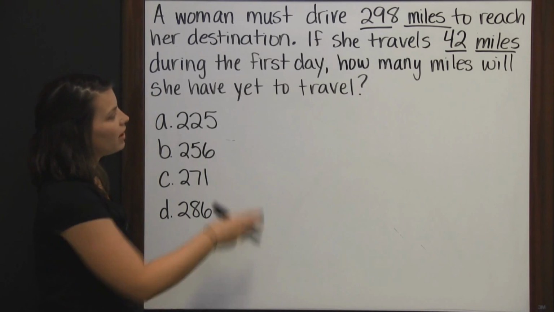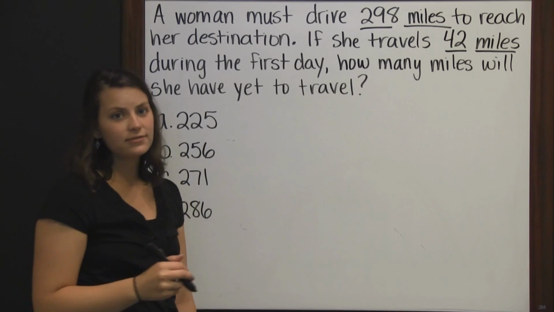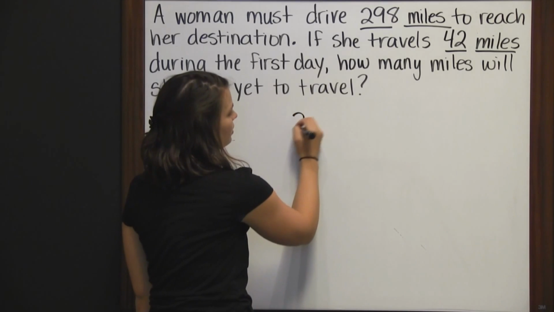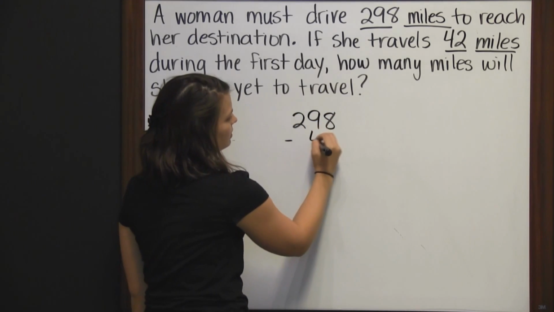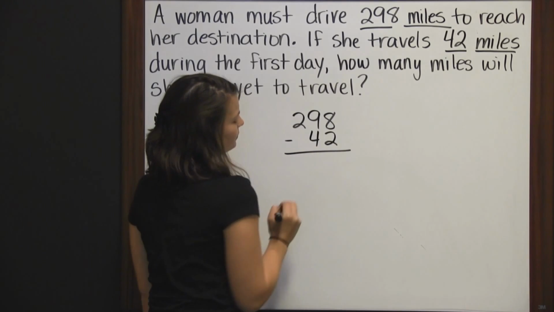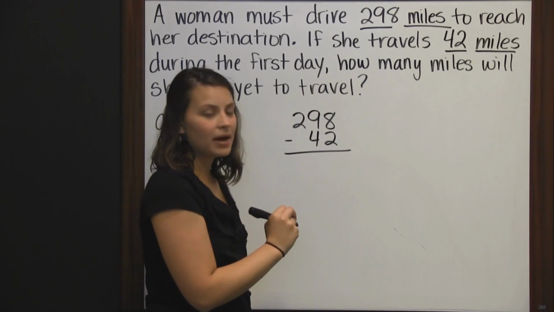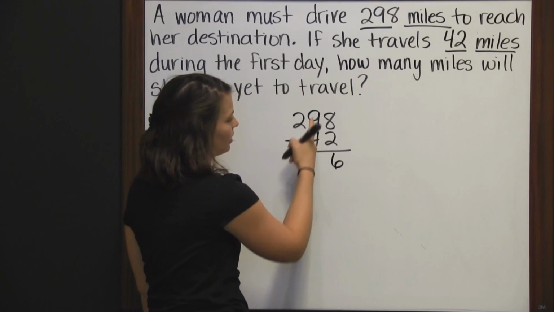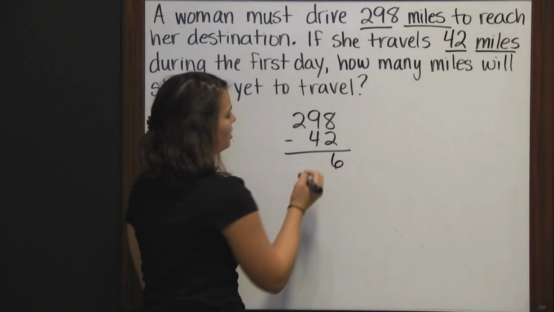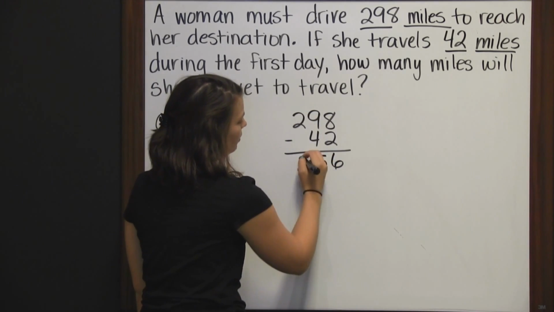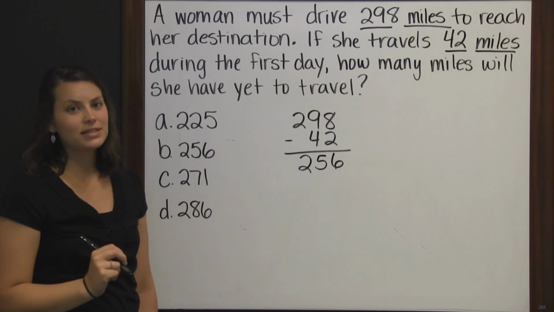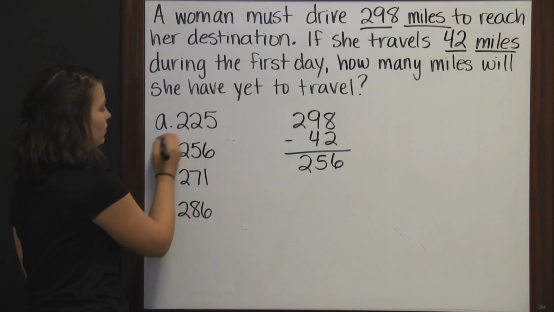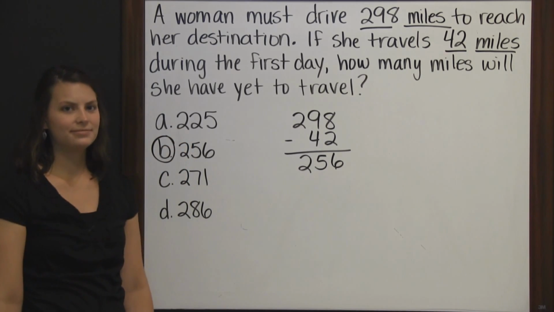So if we want to figure out how many she has left, we need to subtract 298 minus 42. 8 minus 2 is 6. 9 minus 4 is 5. And we bring down the 2. That means she has 256 miles left to travel. Answer choice B.